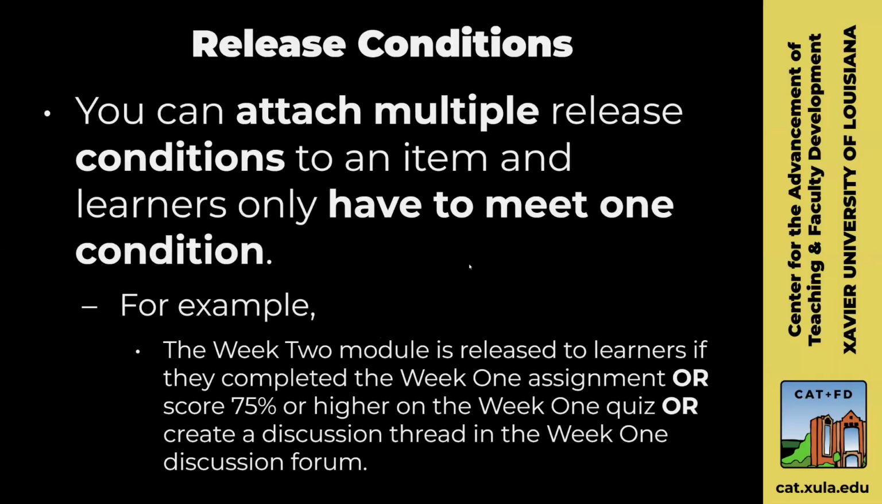You can attach multiple release conditions to an item and have the learners only have to meet one of them. So for example, you have a week 2 module and it's released to the learners if they completed the week 1 assignment, or they scored 75% or higher on the week 1 quiz, or they created a discussion thread in the week 1 discussion forum. So any one of those 3 things in this example, if a student met one of them, then the item would be released to them.